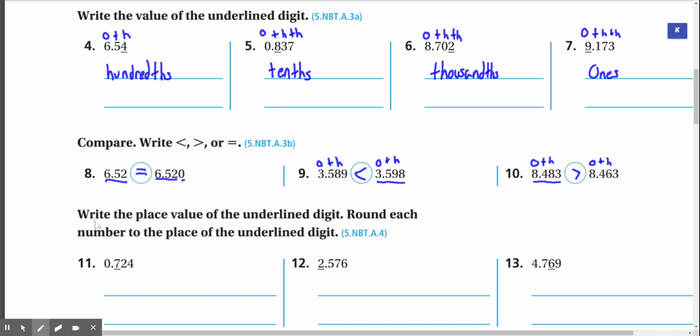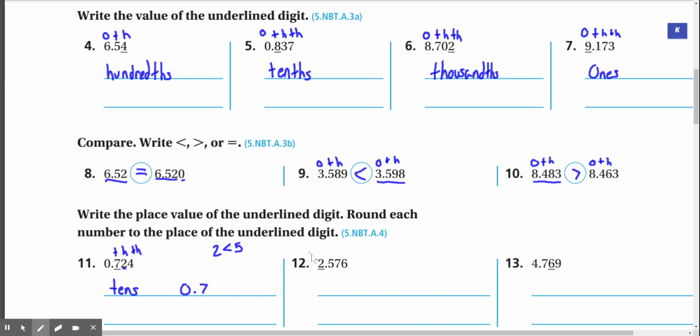Now, write the place value of the underlined digit. Round each number to the place of the underlined digit. Okay, so 11 is 0.724. We have 7 in the tenths place, 2 in the hundredths, and 4 in the thousandths. The underlined digit is in the tenths place. It's 7. Now, if we're going to round each number to the place of the underlined digit, we got to look at the place after it, which is the hundredths. And it's 2. And we know that 2 is less than 5. So we don't round up, we round down. So that gives us 0.7.